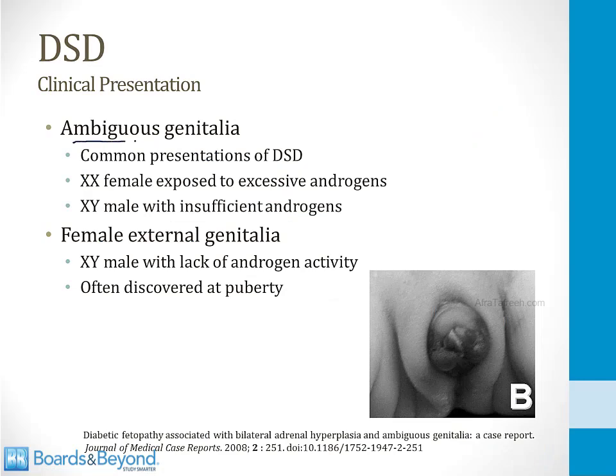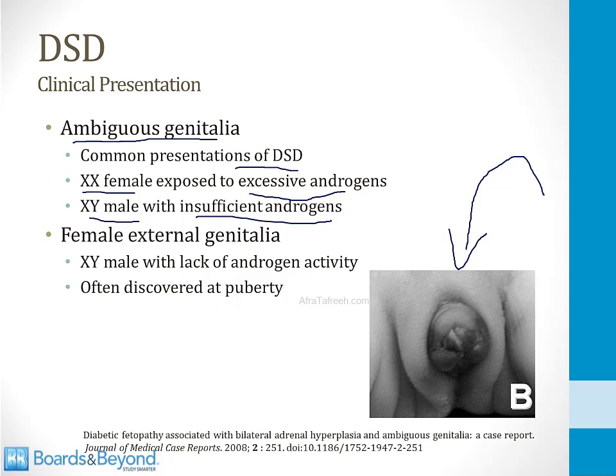The first way is ambiguous genitalia. This is an example of ambiguous genitalia shown on the screen. You can see that it's hard to tell from the external genitalia whether this is a male or a female. This is a common presentation of disorders of sexual development. This can happen anytime an XX female is exposed to excessive androgens or an XY male develops with insufficient androgen activity.